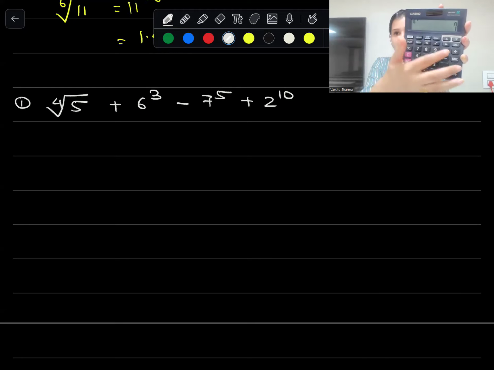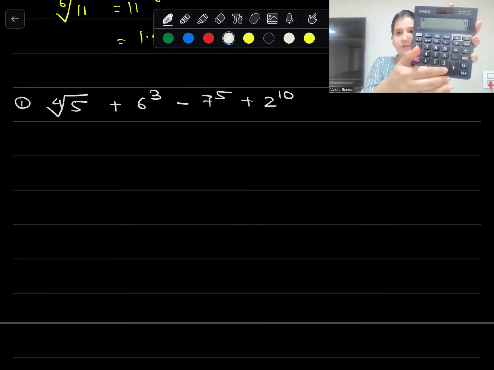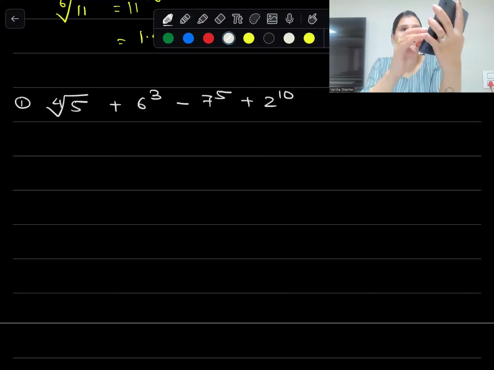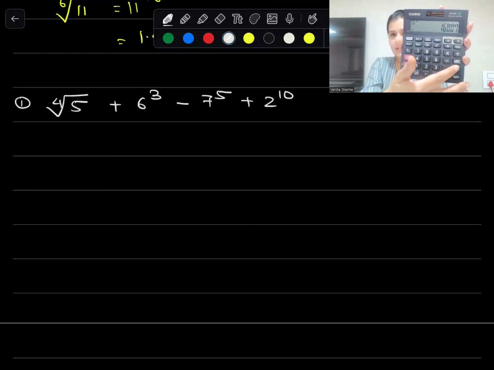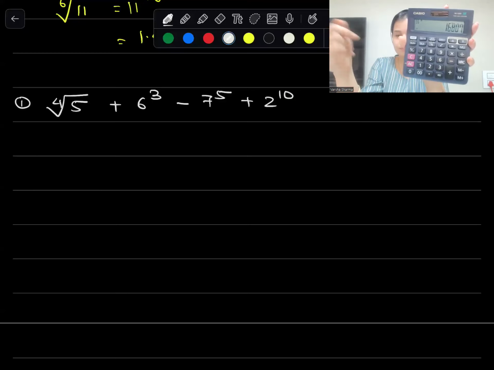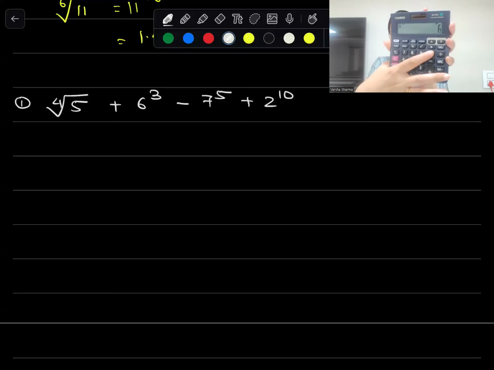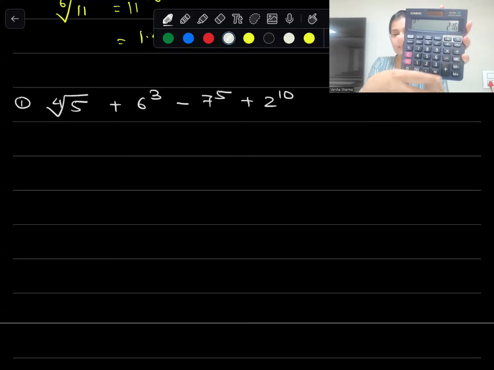Now I'm finding 7 to the power 5. Saving it as M minus. Now 6 to the power 3. Saving it as M plus. Then 2 to the power 10. Plus recalling all the values.